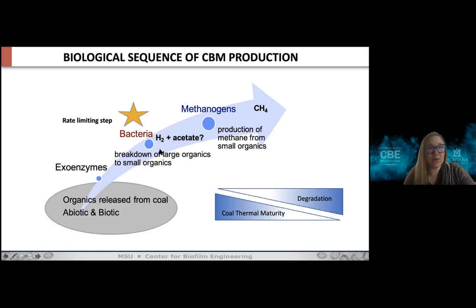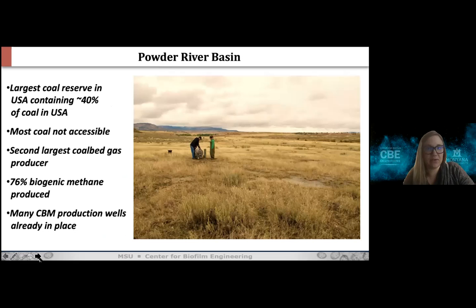And so this is where my research is really focused: how can we increase this initial breakdown of coal to get more substrates necessary for methanogenesis? Makes sense, right? More substrates, more methane's produced, more natural gas. We can kind of relinquish our need for coal or other dirty energy sources.